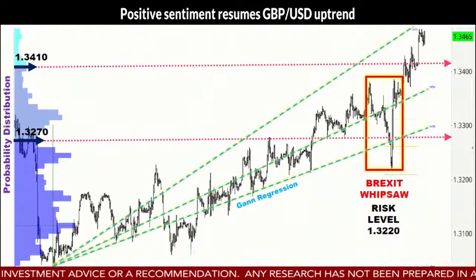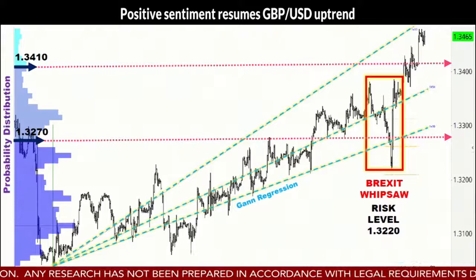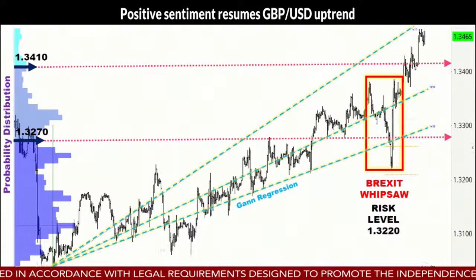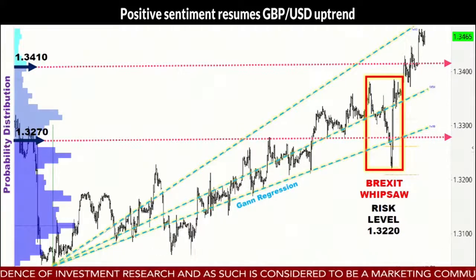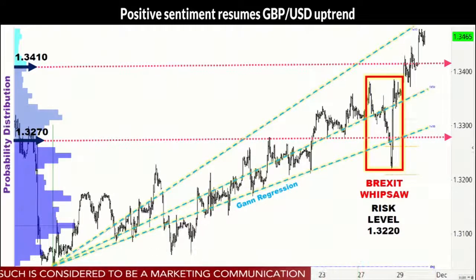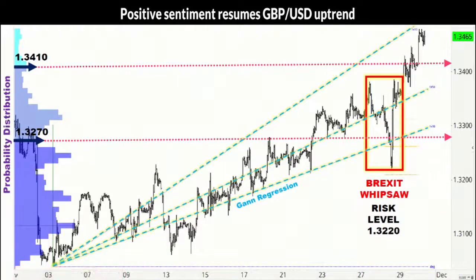So 132.20 will be a risk level on the downside in the very short term on cable, and if that were to happen, then it's likely to be back at the lows thereafter. But before that level, we do have 134.10 and 132.70 as initial support levels based upon the probability distribution on the chart. Yeah, as you said, these are hourly candles, so it only goes back to the beginning of November.